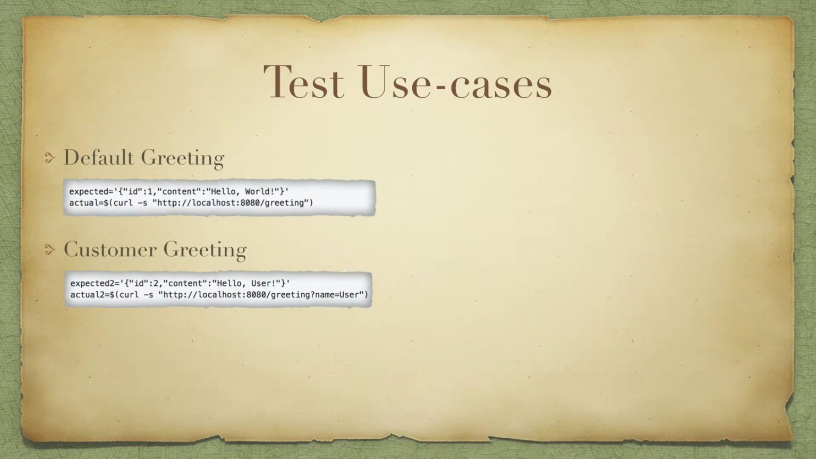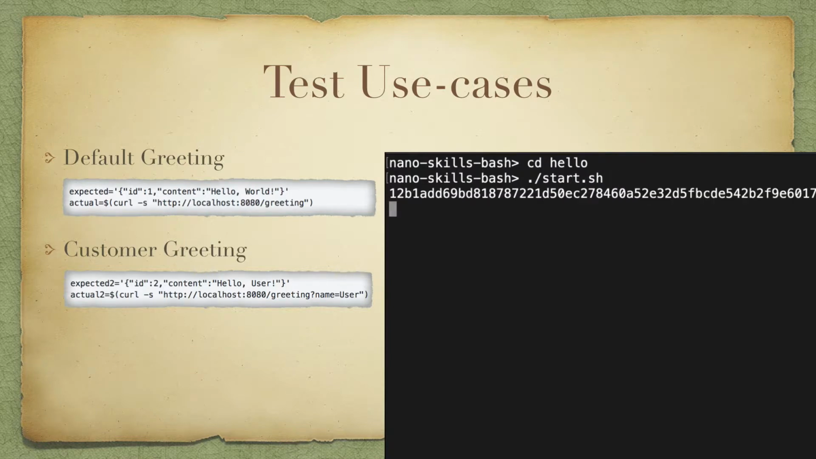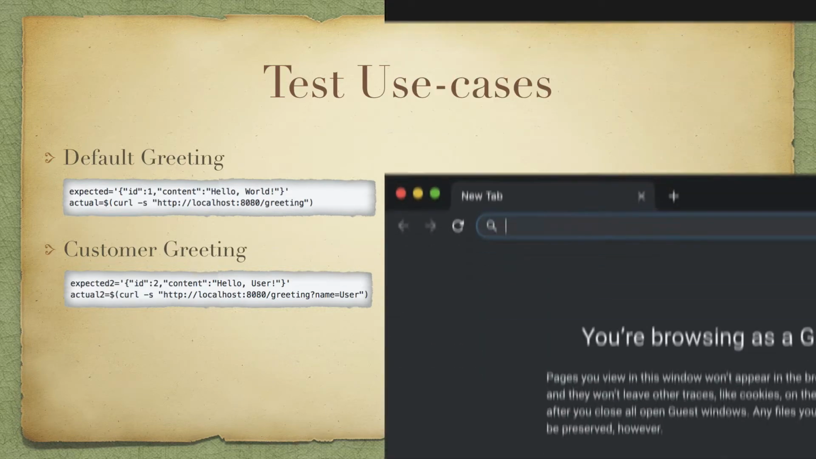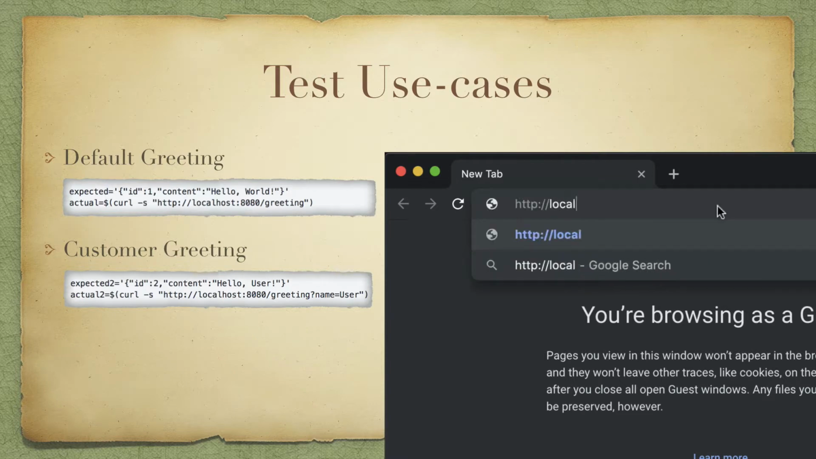To conclude this Nano Skill, I am going to start the Docker container again, and use the browser to perform both tests. I am going to navigate to the localhost and greeting path. This will get a default Hello World JSON as a response.